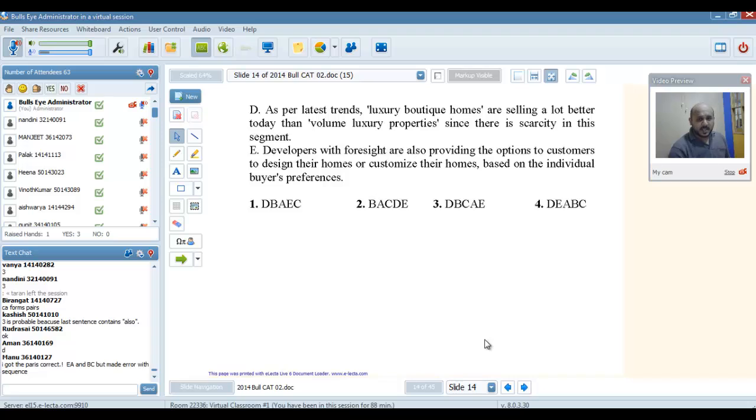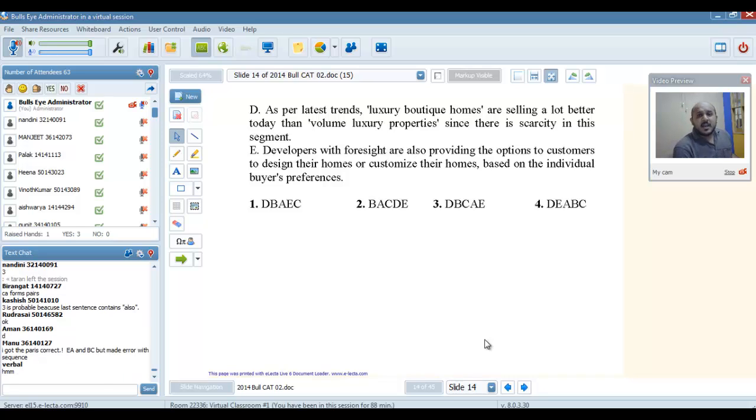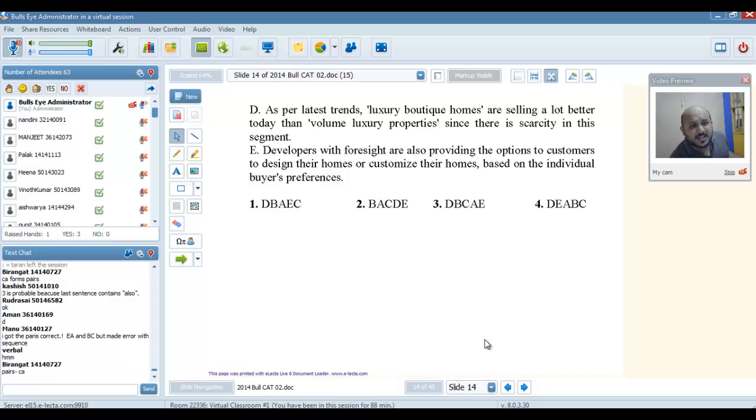Is it going to be D which is going to start, or is it going to be B? So the starting is obviously D. The pairs in this case are D, B, C, A, E. E, how do we know it comes at the end? The "also" that it has means it is additional information.